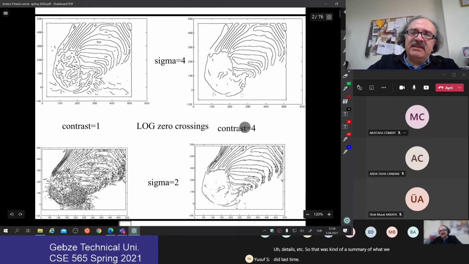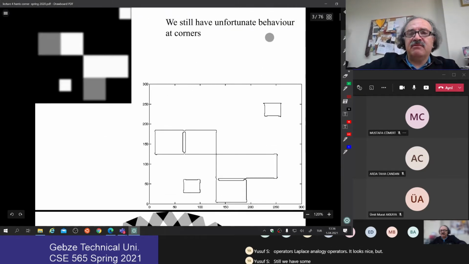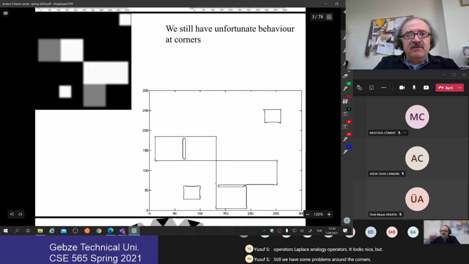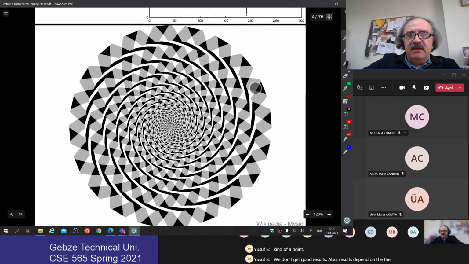It looks nice, either the Canny or the zero crossing operators, the Laplacian of Gaussian operators. It looks nice, but still we have some problems around the corners. So when things get near the corners or the junction points, like this kind of a point or that kind of a point, we don't get good results. Also, our results depend on the Gaussian that we apply.